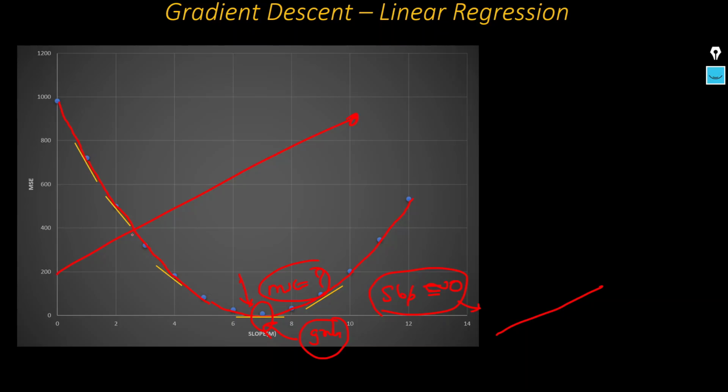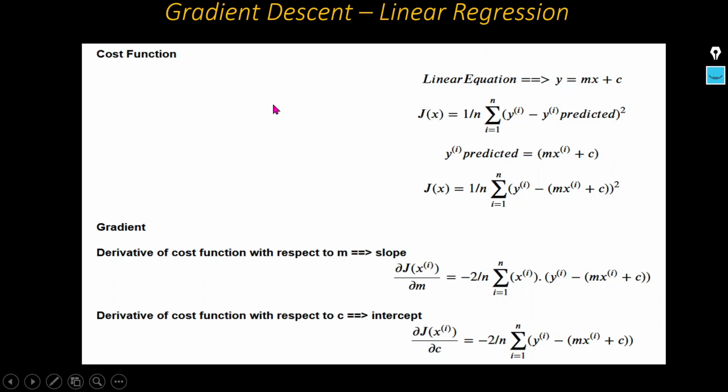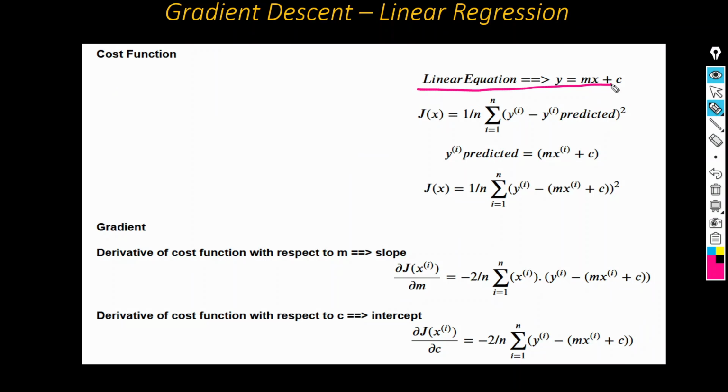This type of best fit line we draw. So this is the concept behind gradient descent. Now let's check how we use gradient descent to solve the linear regression problem. If you see here, this is the linear equation. This is the cost function, which we also call MSE. You know, MSE is equal to 1 by n summation of (y minus y pred) whole square. This is the MSE equation. We also call it a cost function.